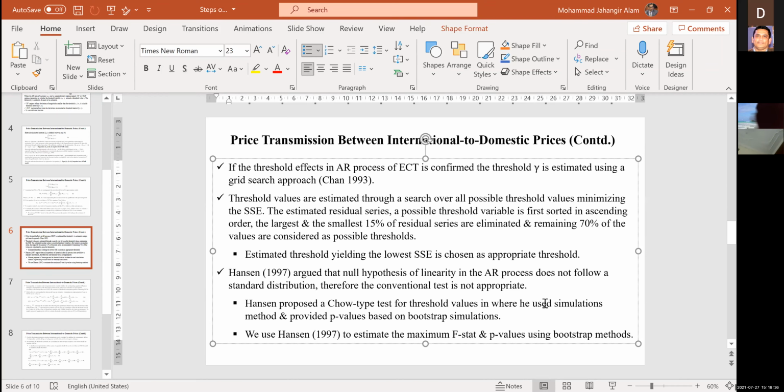So in that case, we'll be estimating the asymmetric threshold error correction model and then the symmetric threshold error correction model. Then we'll select the appropriate model based on the model selection criteria, for example AIC, BIC, etc. You know, the Akaike information criterion or the Bayesian information criterion, or there are some five or six different criteria like FPE, final prediction error, or the likelihood ratio test, etc. So we use Hansen to estimate the maximum F stat and p values using bootstrap methods.